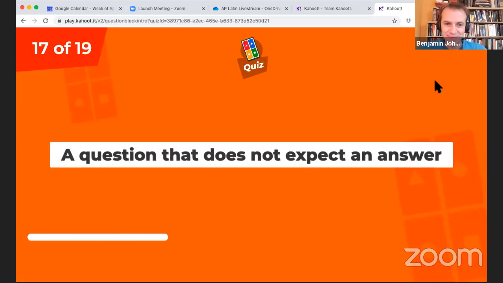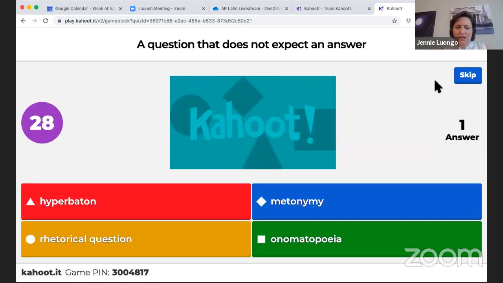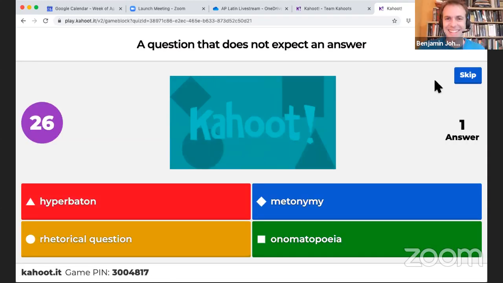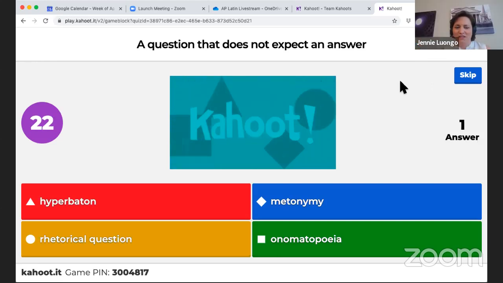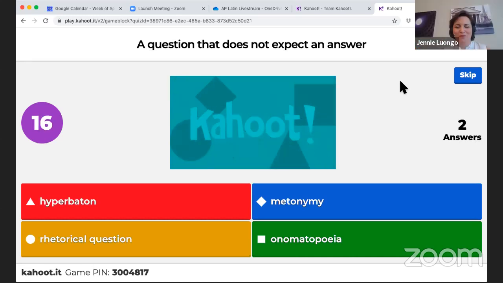All right, a question that doesn't expect an answer. So we've got a couple of different options here. One is going to seem fairly obvious when they see it. A question that doesn't expect an answer. Maybe it's a hyperbaton. This is a trick, I think. I think rhetorical question, metonymy, or onomatopoeia.